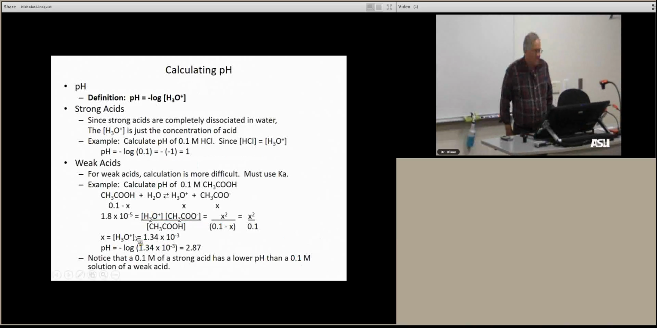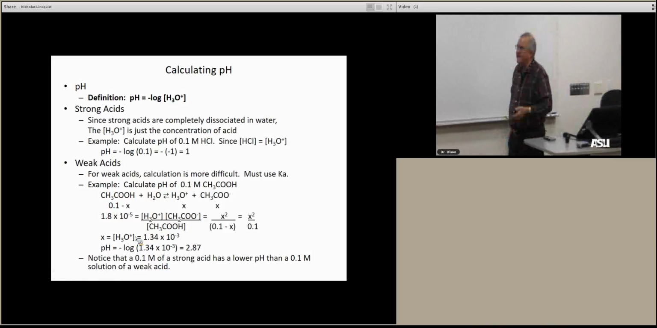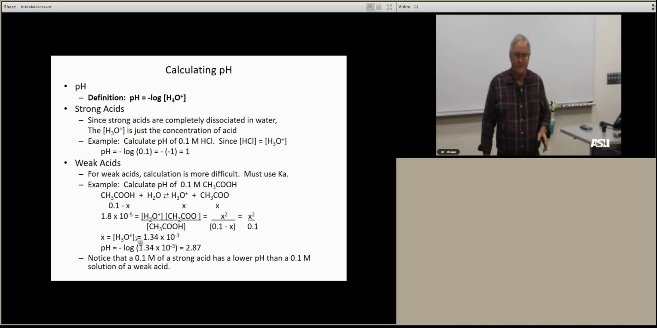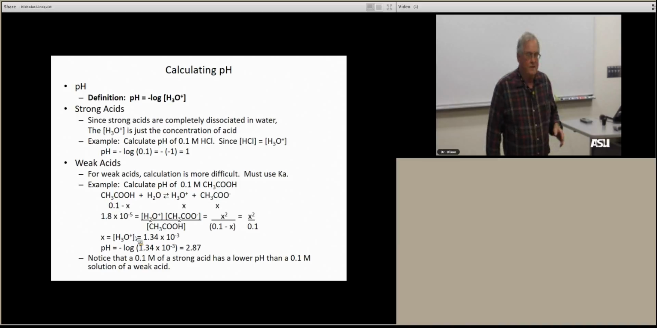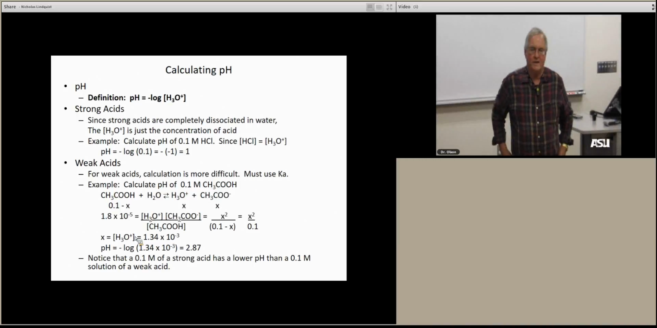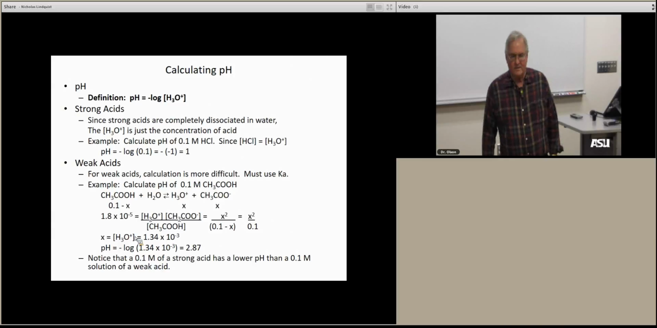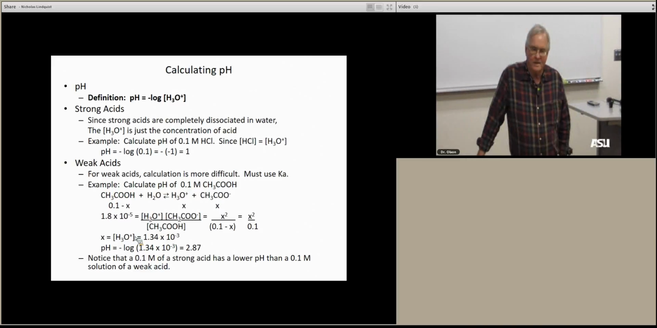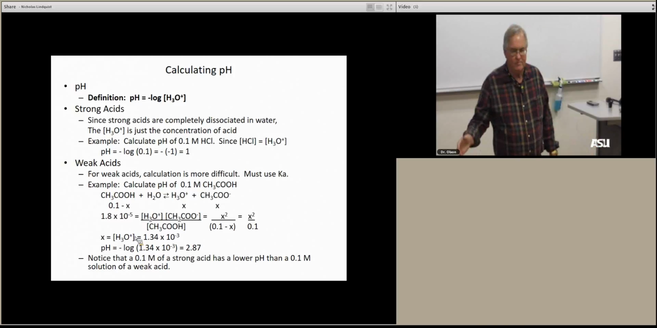So we're going to do some calculations where we calculate the pH of weak acids and calculate the pH of weak bases. So remember the definition of pH is pH equals negative logarithm of the hydrogen ion concentration. Okay? And if we have a strong acid, we don't have to worry about it. In the case of a strong acid, whatever the concentration of the acid is, that's the hydrogen ion concentration. So if I have 2.5 molar HCl, I have 2.5 molar H+.